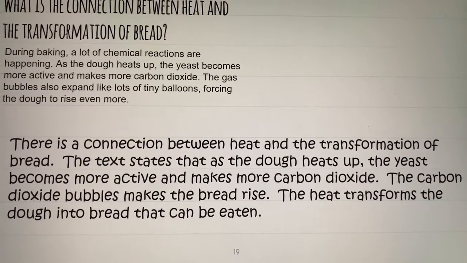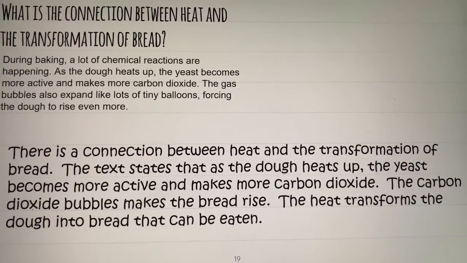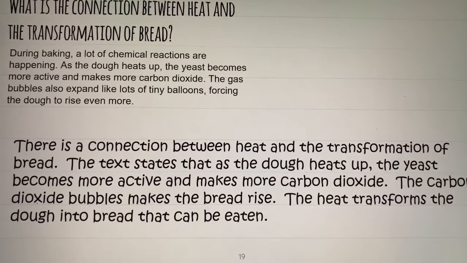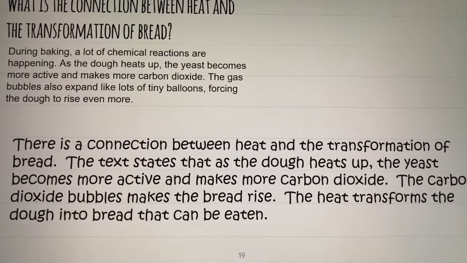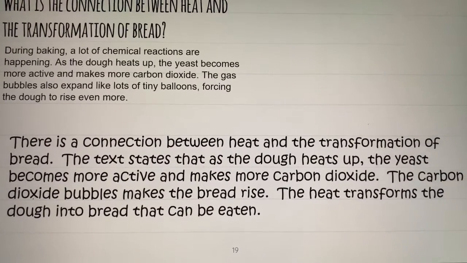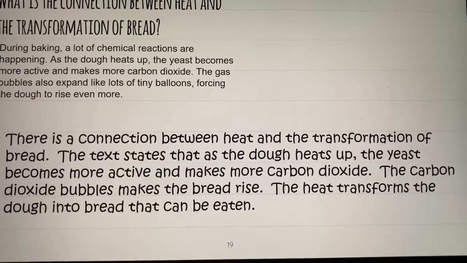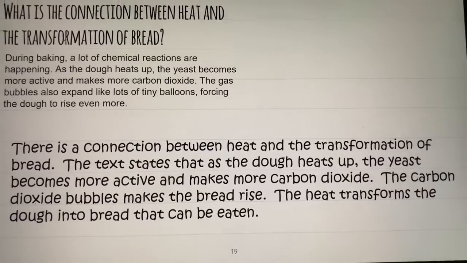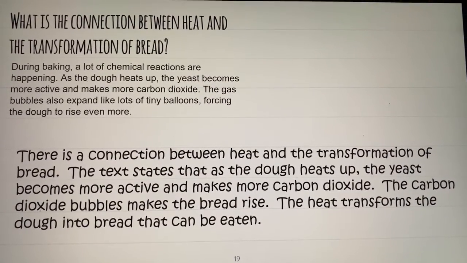There is a connection between heat and transformation of bread. So I restated what was being asked of me. The text states that as the dough heats up, the yeast becomes more active and makes more carbon dioxide. There's my text evidence. I'm going to explain that a little bit in my own words. The carbon dioxide bubbles make the bread rise, and the heat transforms the dough into bread that can be eaten. So there's a way to answer text questions.